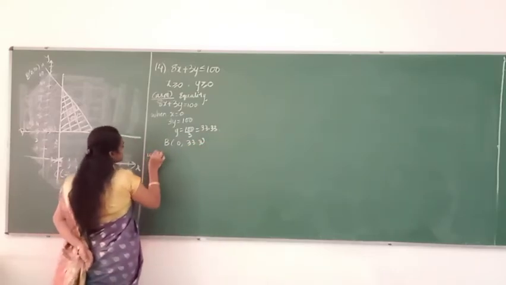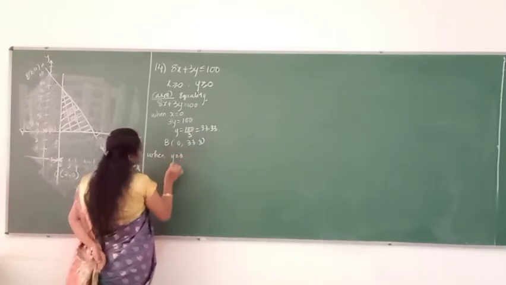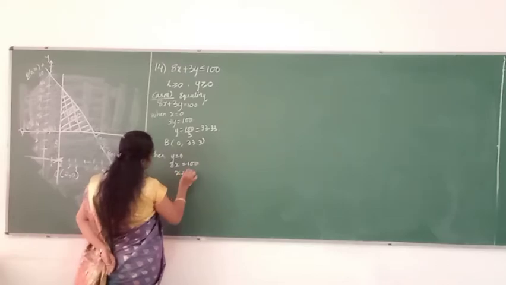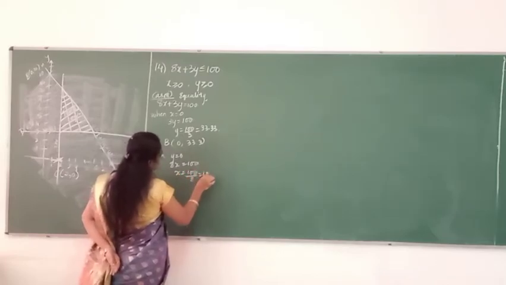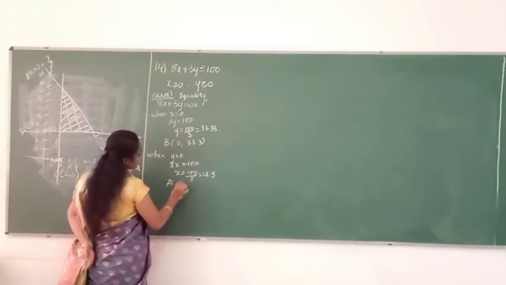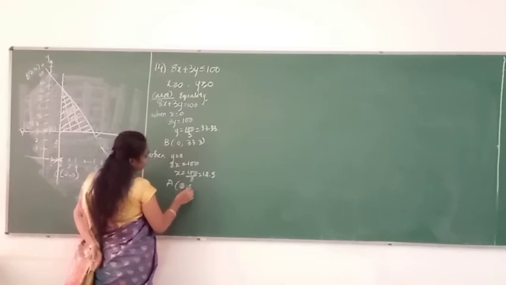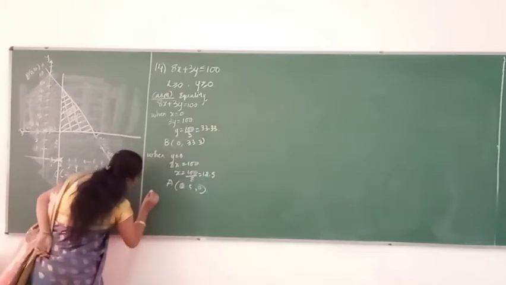Next one, when y is equal to 0, 8x is equal to 100, x is equal to 100 divided by 8, somewhere I think you are getting 12.5. So your a coordinate is 12.5, comma 0.